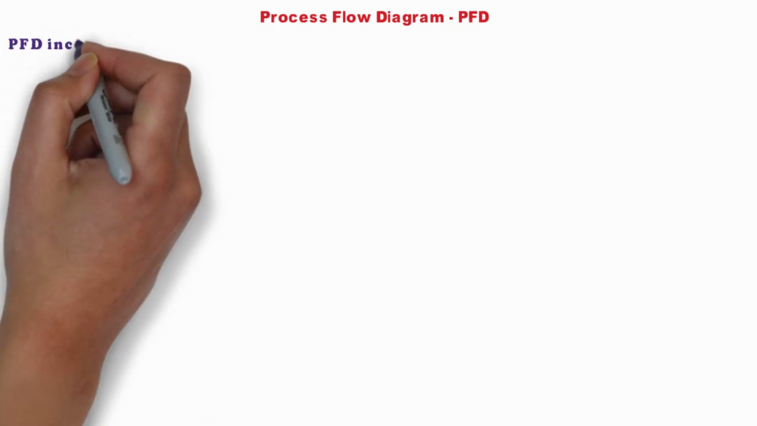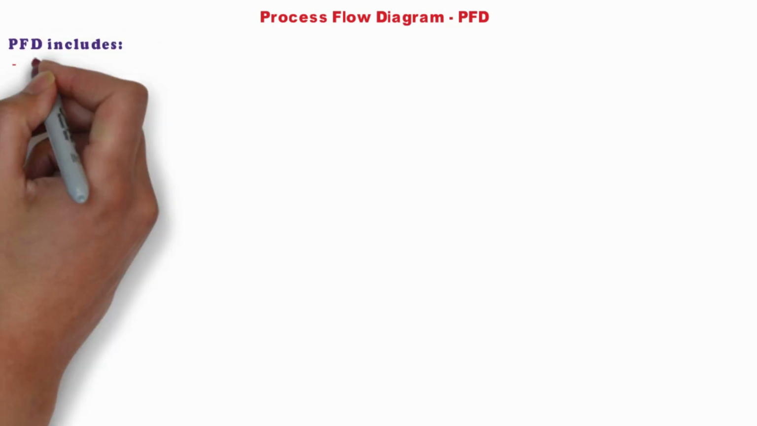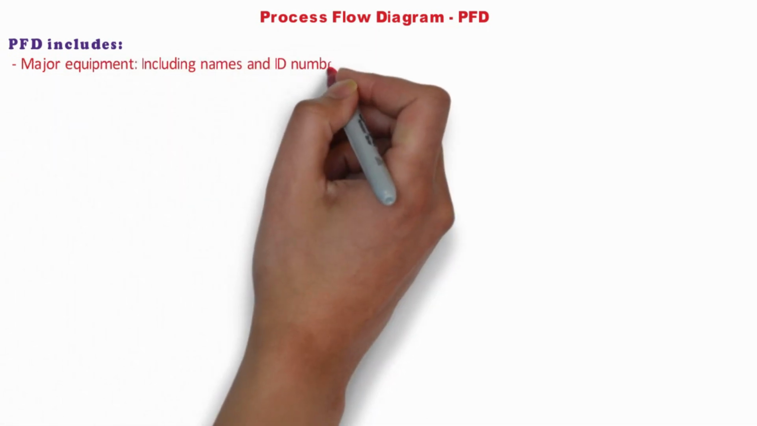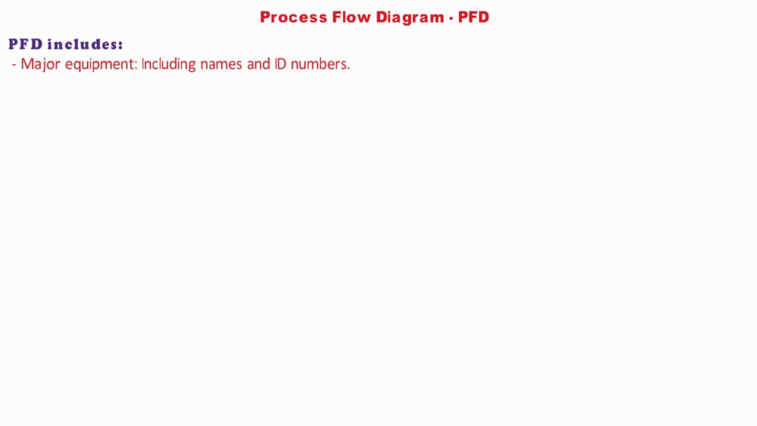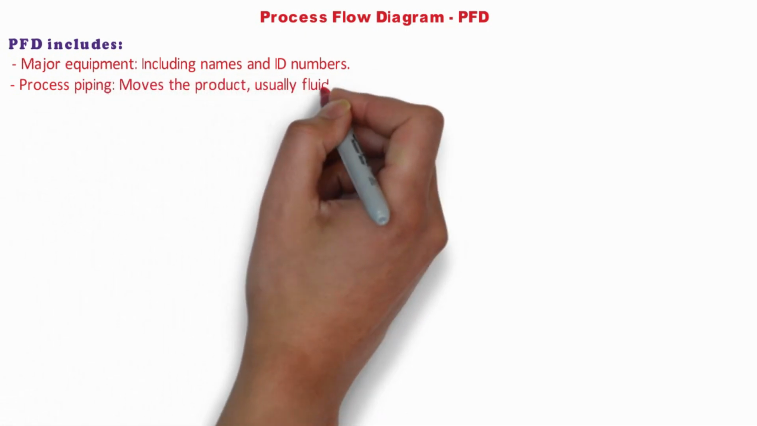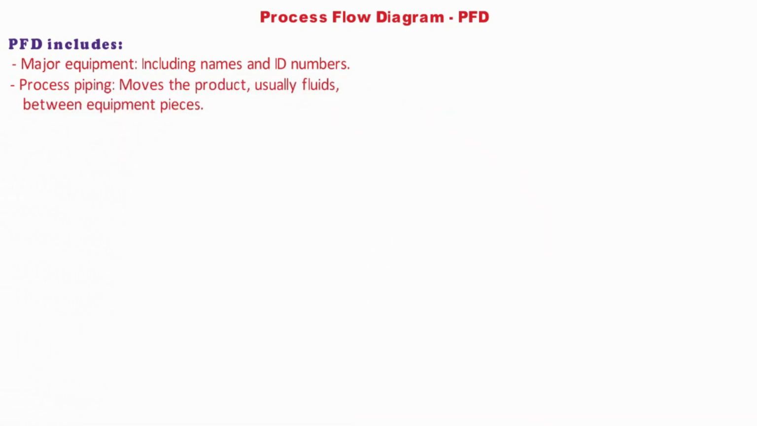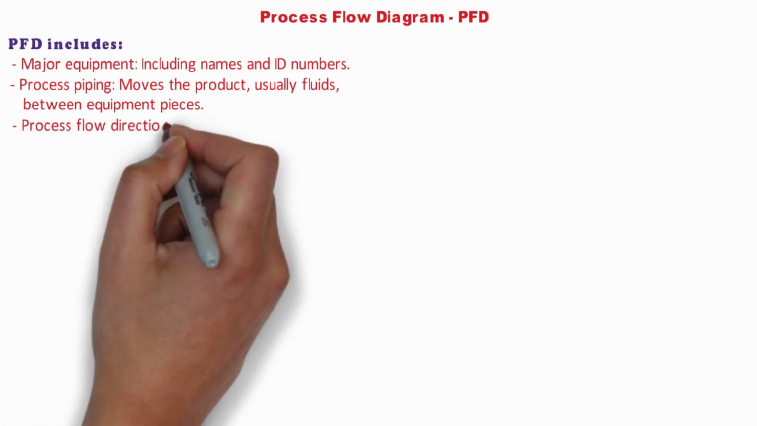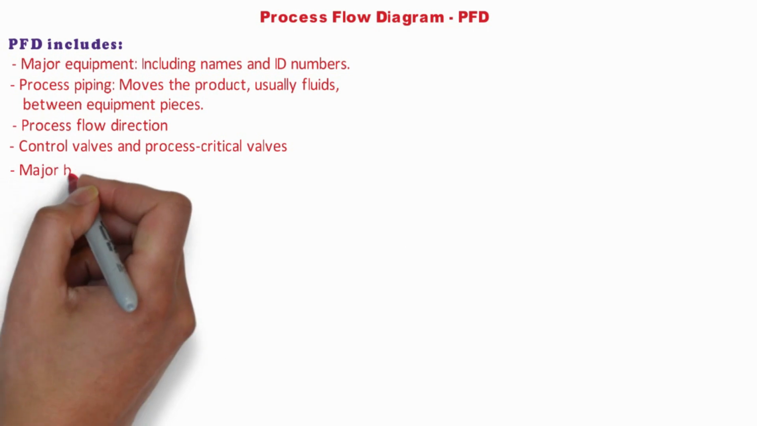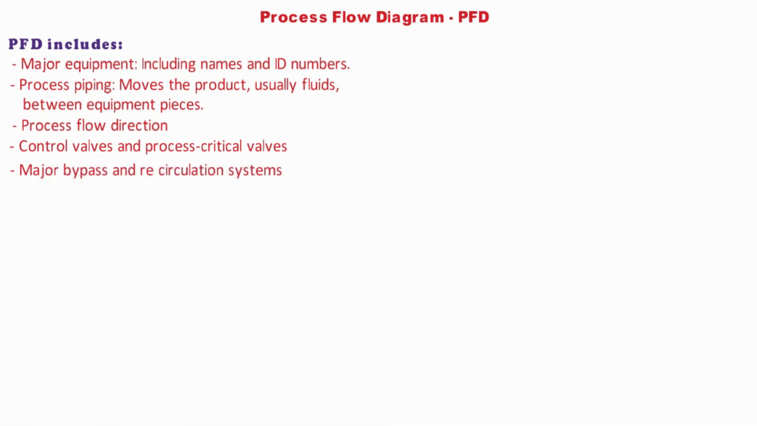A typical PFD for a single unit process will include these elements. Major equipment includes names and ID numbers. Examples include compressors, mixers, vessels, pumps, boilers and coolers. Process piping moves the product, usually fluids, between equipment pieces. Process flow direction control valves and process critical valves. Major bypass and recirculation systems.